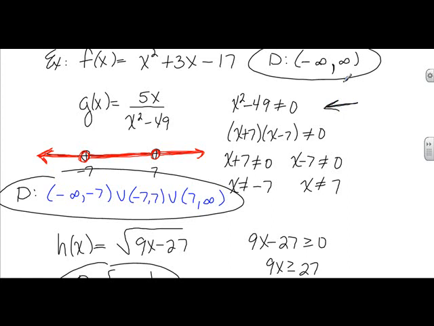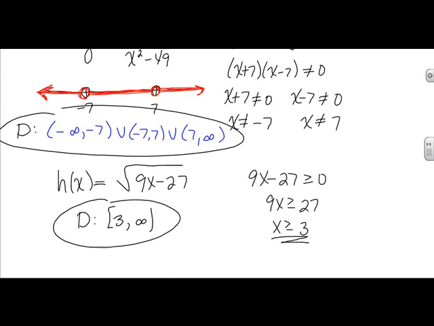In function h, because of the square root, my thought process is that we have to take a square root of something that is not negative, so greater than or equal to 0, and solve that inequality. That tells you the domain.